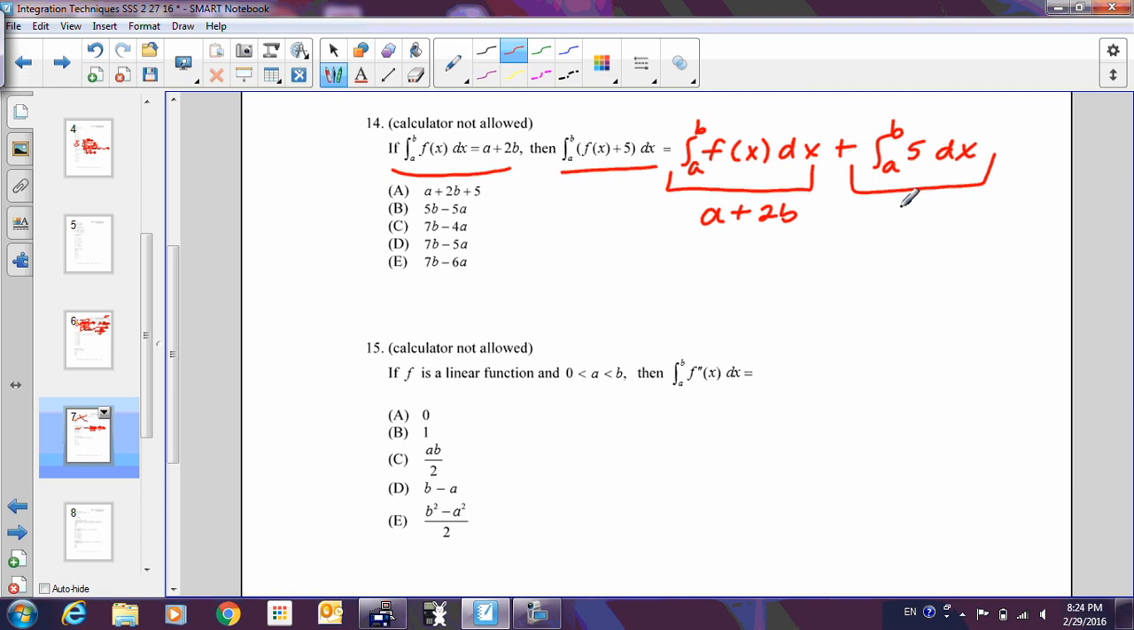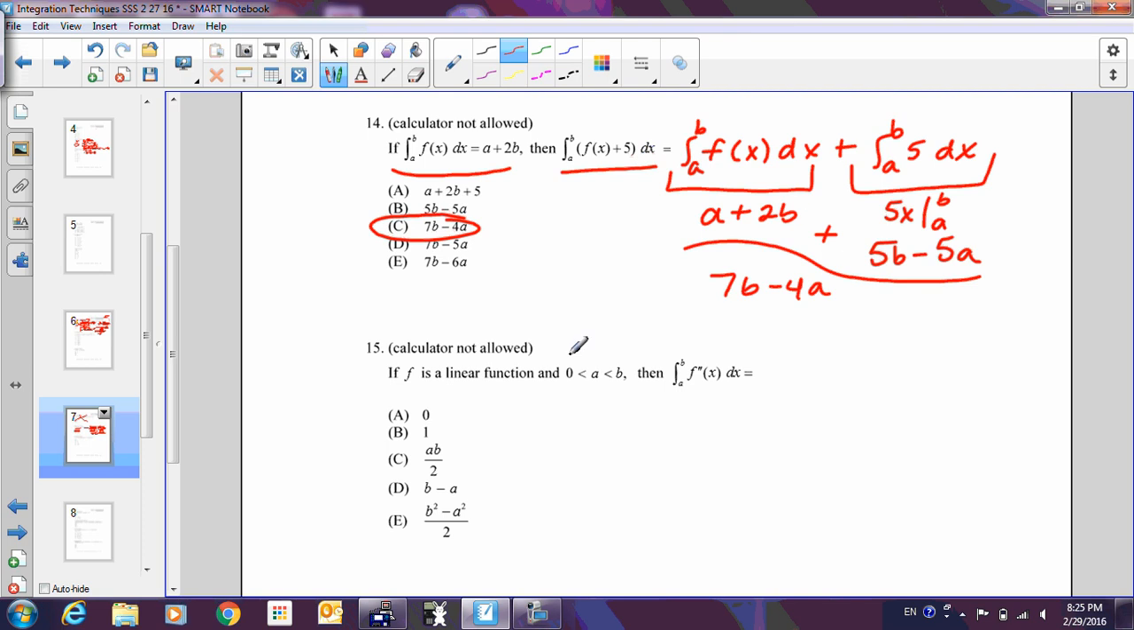This one we're going to have to work for it a little bit. Antiderivative of 5 would be 5x. And then we plug in the b. 5b minus, now we plug in the a, 5a. So it's a matter of simplifying, combining like terms. 2b plus 5b, that would be 7b, and a minus 5a would be minus 4a. So it was like we didn't really know where it was going, but you just do the things that you know how to do, which is split up integrals and plug in and everything.